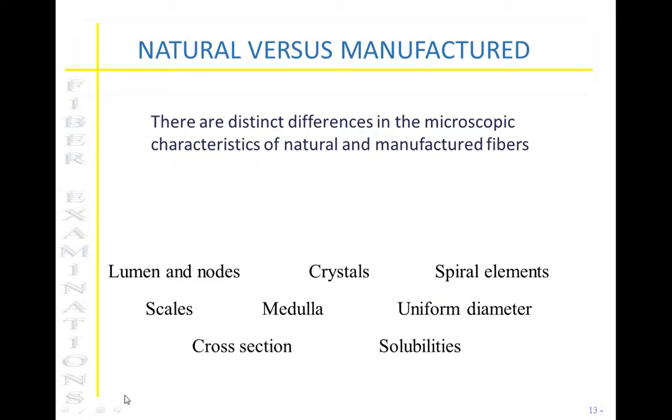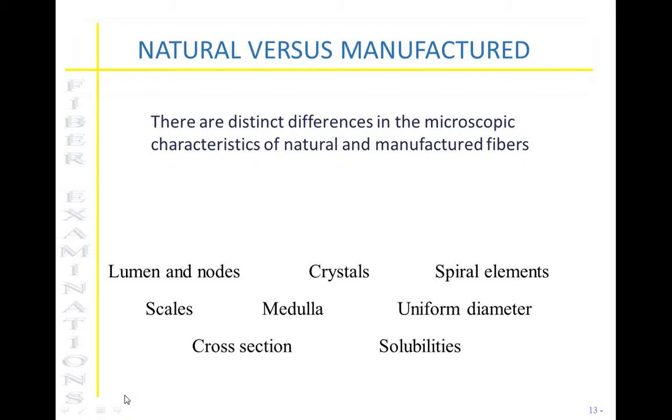So if we're trying to determine whether or not a fiber is a natural fiber or a manufactured fiber, just like animal hairs and human hairs, there are very distinct differences in the microscopic characteristics. Many of your natural fibers are going to possess lumens or nodes along the length of the fiber itself. Some of them may also have spiral elements and crystals present. Remember, if we're talking about animal fibers, scales from the cuticle or patterns in the medulla may be obvious.